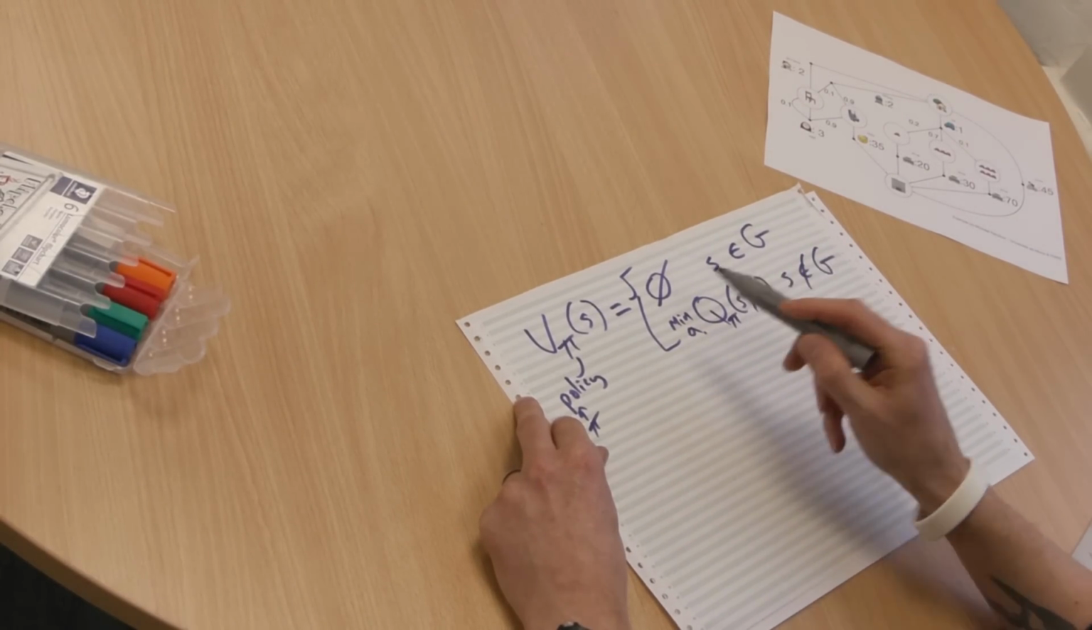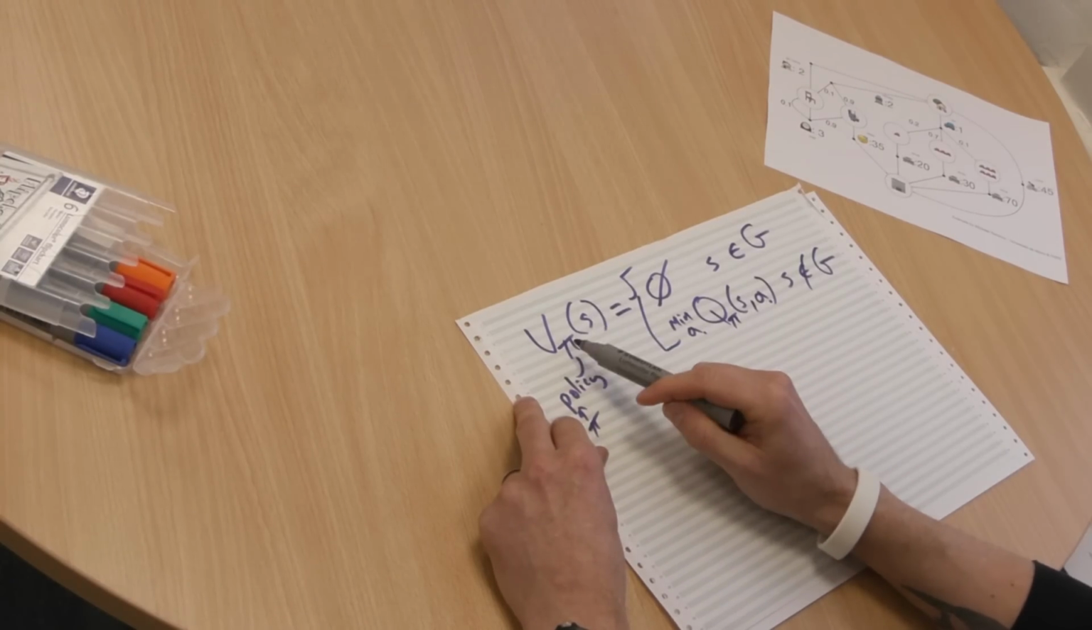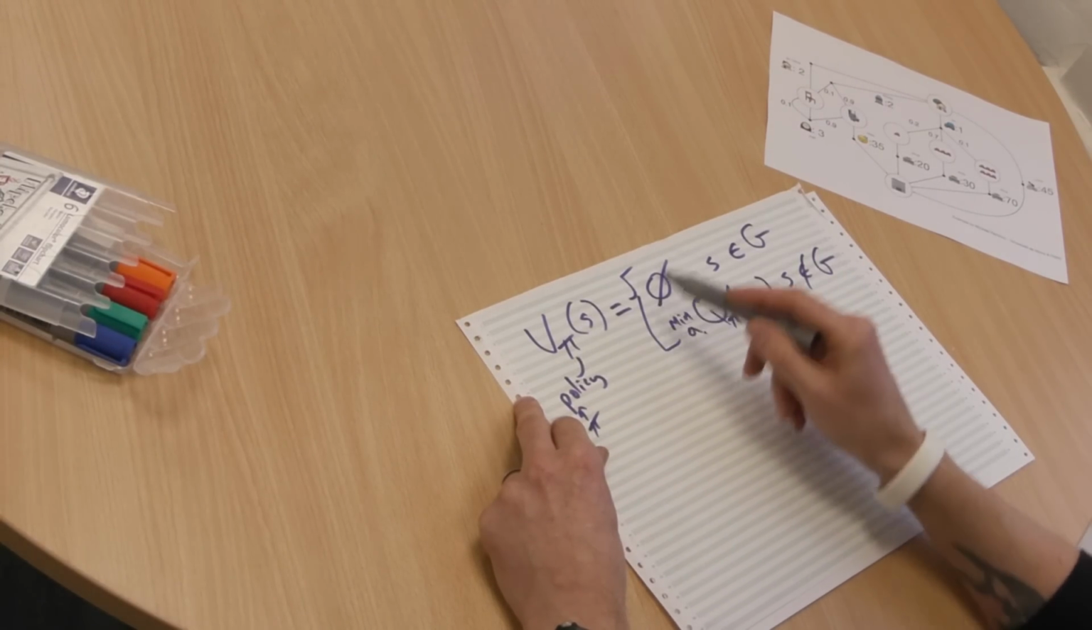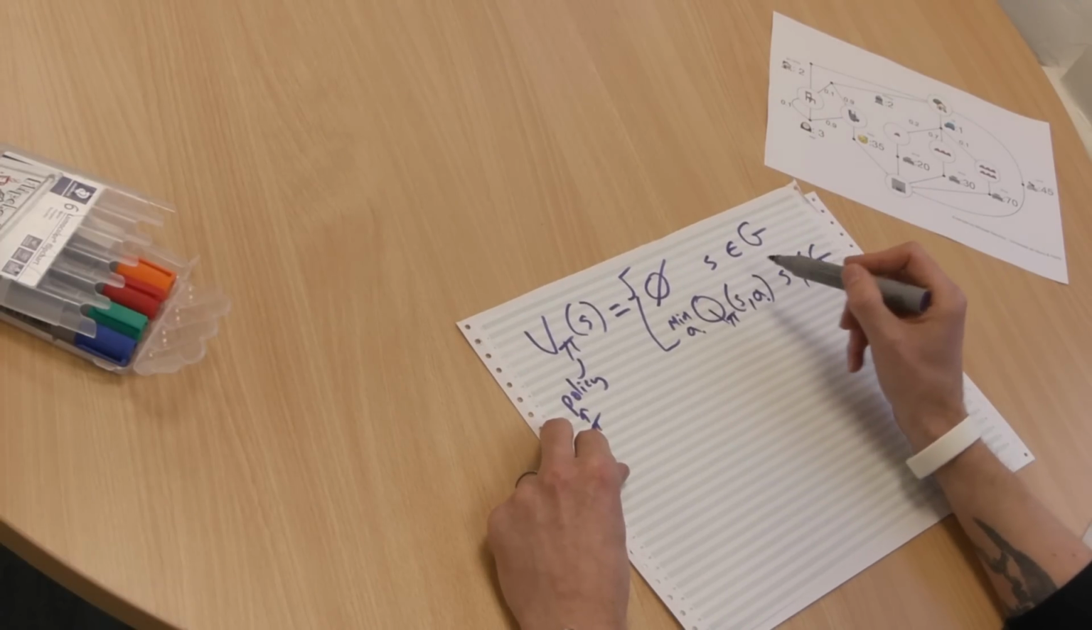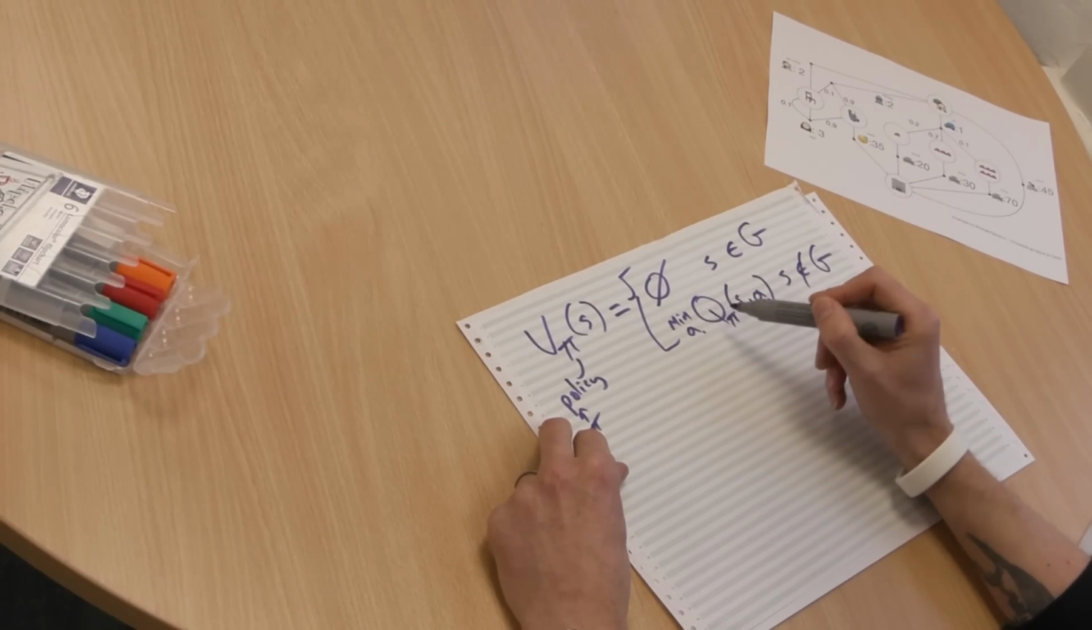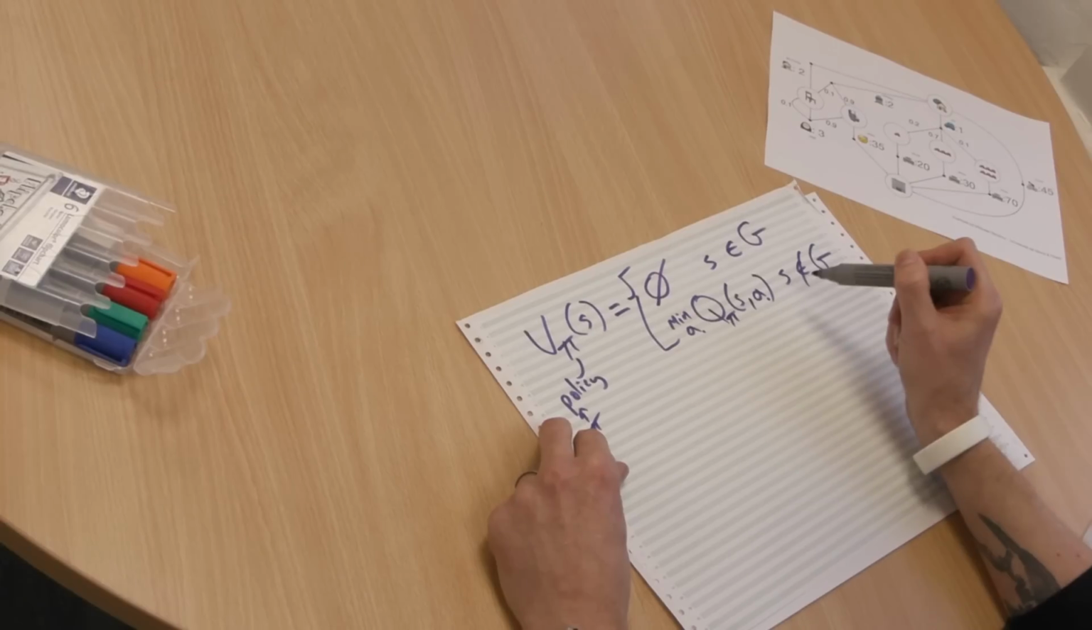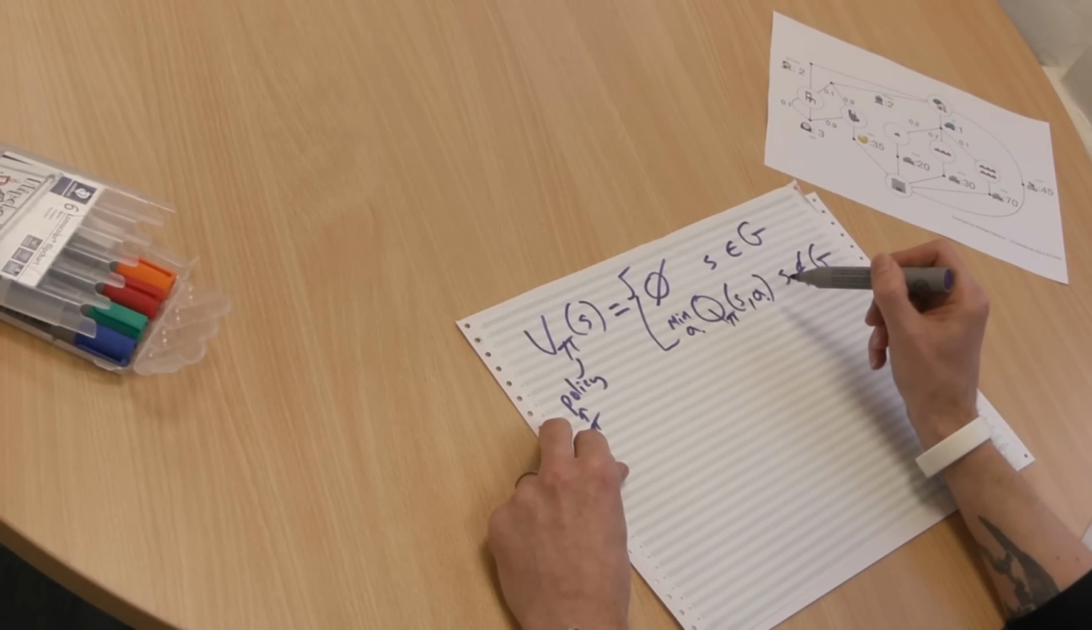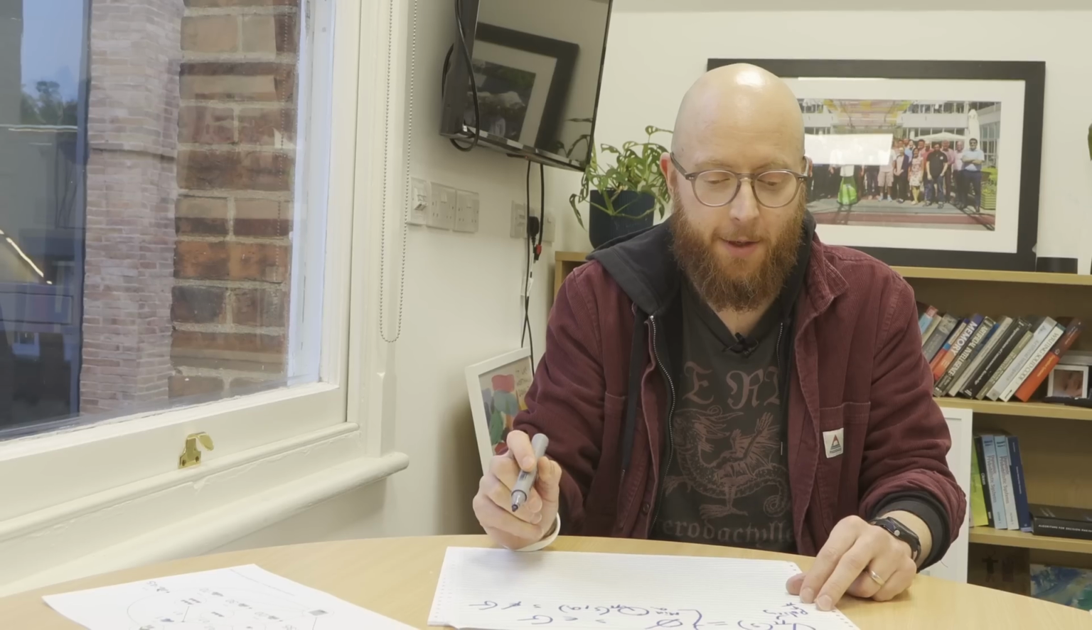So the value of the state S under policy pi is either 0 if I'm in the goal, otherwise it's the value I get if I choose the best action in that state, or the best action that I know about, according to this policy. So all we have left to do now is define Q.